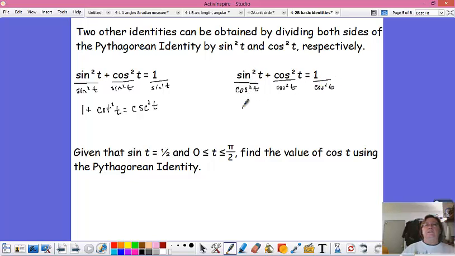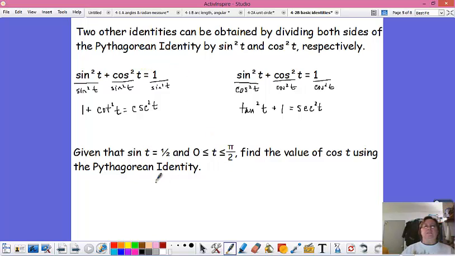And sine squared over cosine squared is the tangent. Sine over cosine, tangent. So tangent squared of t. Cosine over cosine, that's 1. And 1 over cosine is secant. So we've got 3 Pythagorean identities that all come from the same main one. Sine squared t plus cosine squared t equals 1.